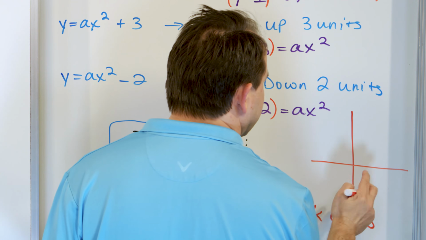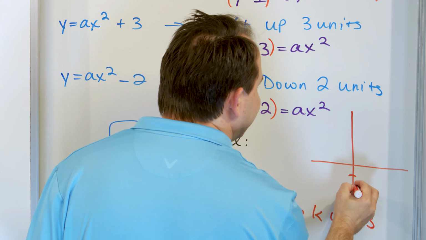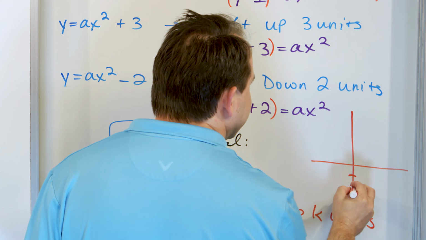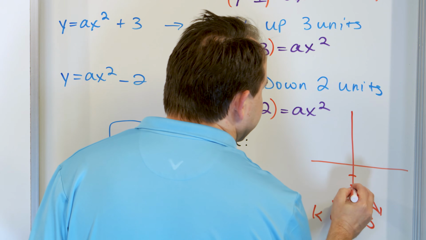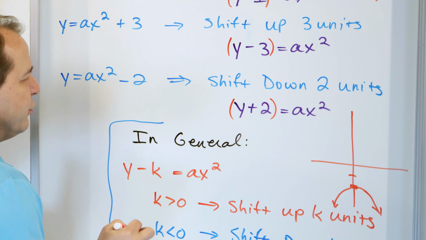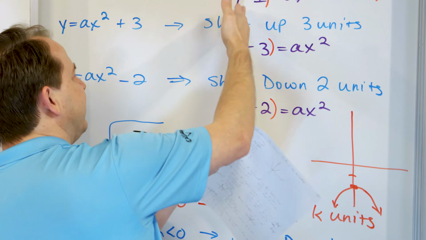I should have drawn it a little more favorably, sorry about that, but minus 2 means we're going to have 2 units down, and this parabola is going to be, that's a very bad drawing, I'm sorry about that, but it's supposed to be centered right there. The vertex is 2 units down. So downward shift, upward shift, and now I've drawn some parentheses to group them here.